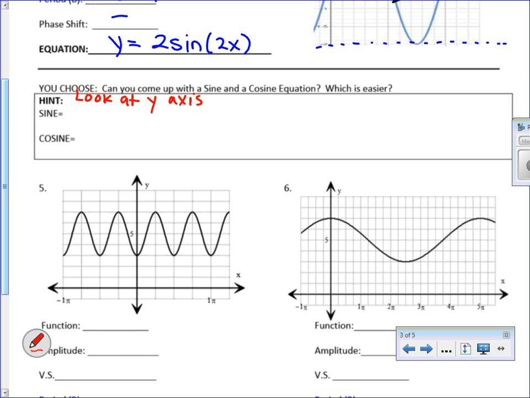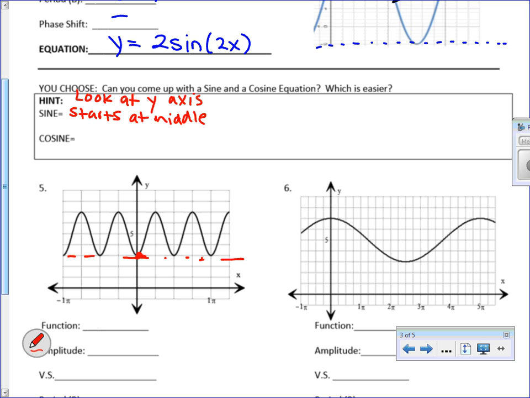After you look at the y-axis, determine whether that graph is touching the y-axis at a middle, a minimum, or a maximum. So if you're looking at this graph right here, it touches the y-axis here. Is that a middle, a minimum, or a maximum of that specific graph? That's a minimum because it's the bottom. Okay, so if you're starting at a minimum, can you be sine? Where does sine start? In the middle. So if you look at the y-axis and your graph starts at the middle, then you're going to use the sine function.